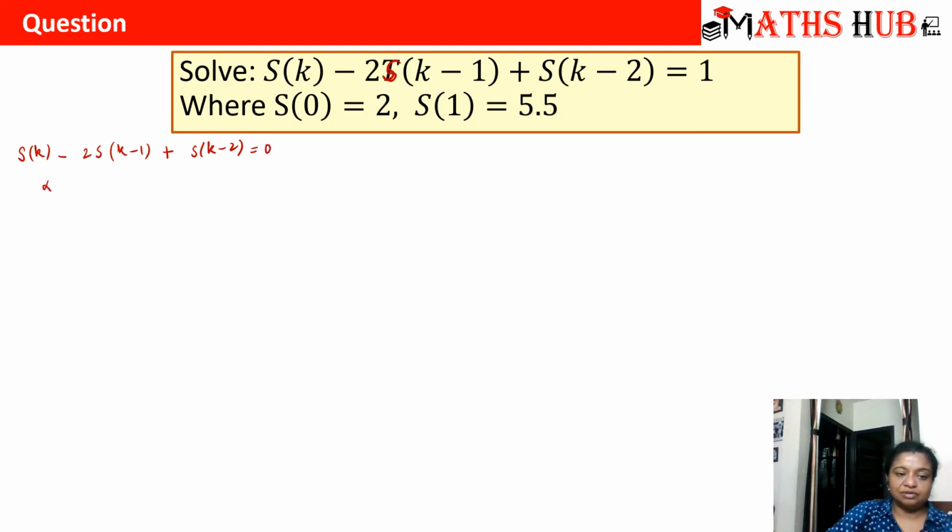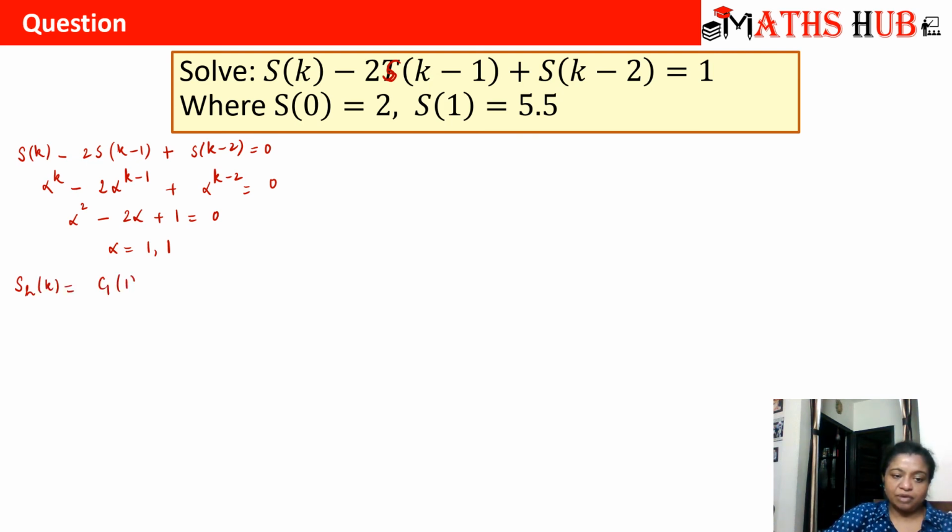So we will get alpha to the power k minus 2 times alpha to the power k minus 1 plus alpha to the power k minus 2 equal to 0. So on taking alpha to the power k minus 2 common, we will have alpha square minus 2 alpha plus 1 is equal to 0. So on solving, we will get the roots as 1 comma 1. So what is my homogeneous solution then? S_h(k) will be C1 times 1 raised to power k, and these are equal roots, so if you remember, we will have C2 times k times 1 raised to power k.